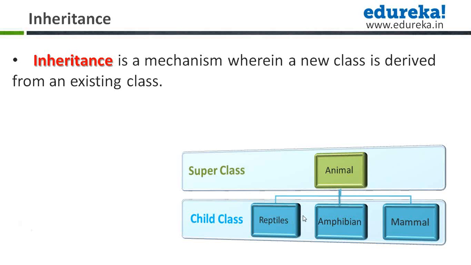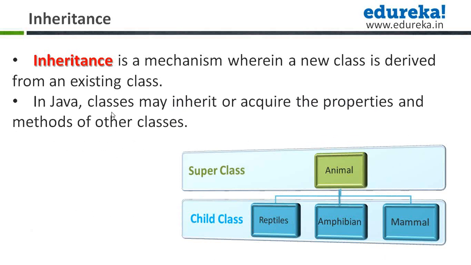You want to inherit that class because all these 3 things, that is reptiles, amphibian and mammal, actually these 3 things are actually animals, right? But they have got their distinctive features. As it is written in Java, classes may inherit or acquire the properties and methods of other classes because these 3 things are actually using the properties of animal, but they have got their own distinctive features as well.